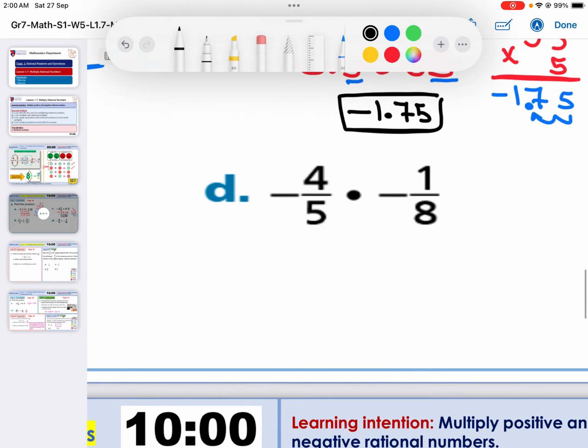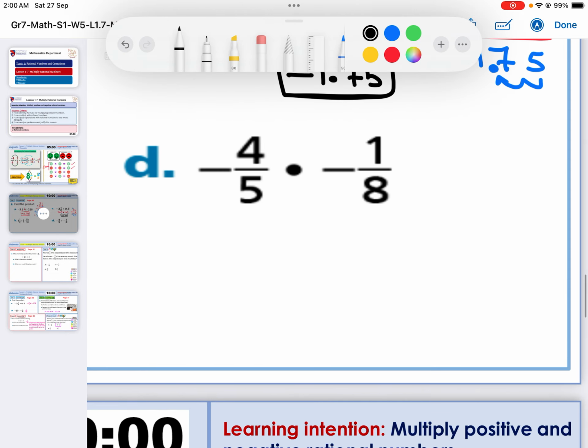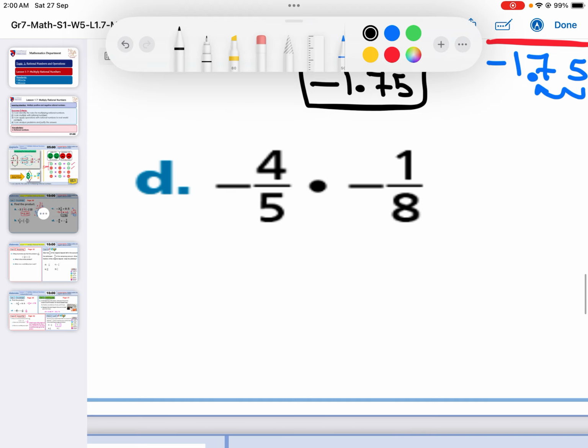Okay, moving on to this one. Let's start with this one. This one is a really easy question. Simply, both of them are fractions, so they are ready to be multiplied. You don't need to convert them into decimals or anything, okay?